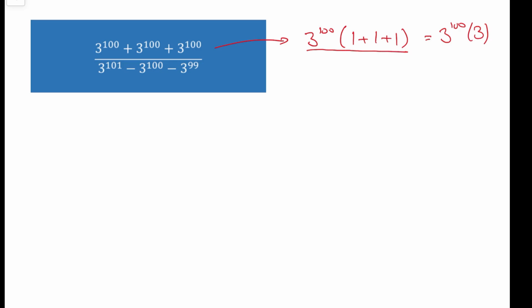Slightly more complicated down the bottom, so there's a few things I can do here. I'm going to choose to take out 3 to the power of 99. Now, if I take out 3 to the power of 99 from 3 to the power of 101, that leaves behind 2 3's, in other words, 3 to the power of 2. If I take out 3 to the power of 99 from 3 to the power of 100, that leaves behind a 3. And I've already taken out all three 3 to the power of 99s, so that leaves behind 1 here.